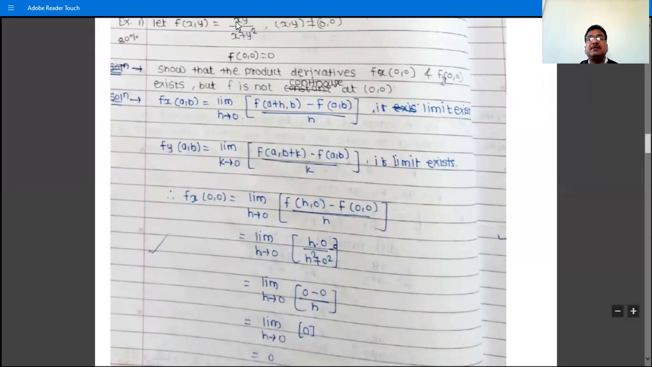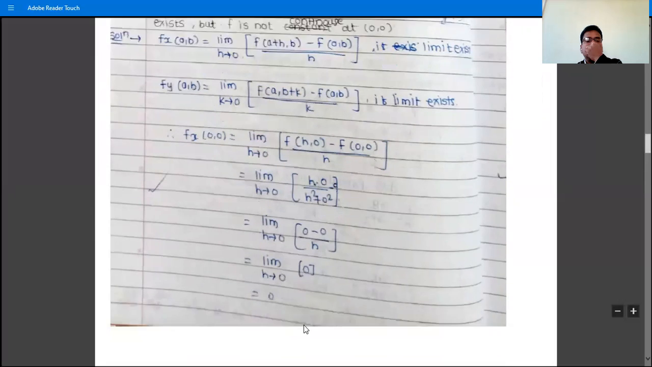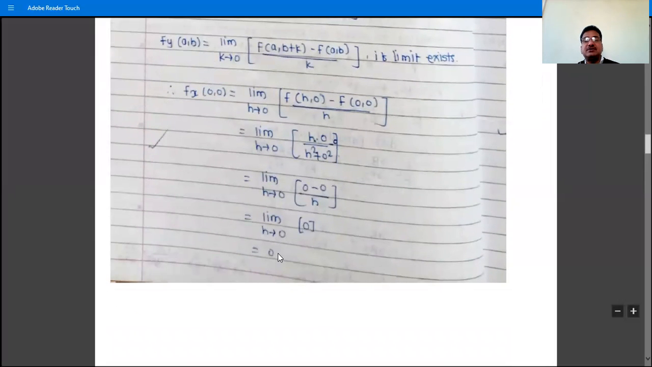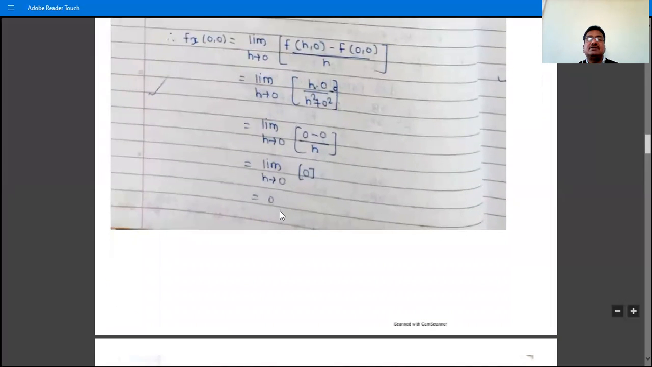So use this definition. Substitute x as h and y as 0. So we have the limit of [h into 0 by h square plus 0 minus f of 0, 0, which is 0], directly write 0 minus 0 divided by h. So h into 0 by h square plus 0 square is 0, minus 0 by h. 0 minus 0 is 0 and 0 by h is 0. So we have the answer 0, the limit as h tends to 0 is 0.